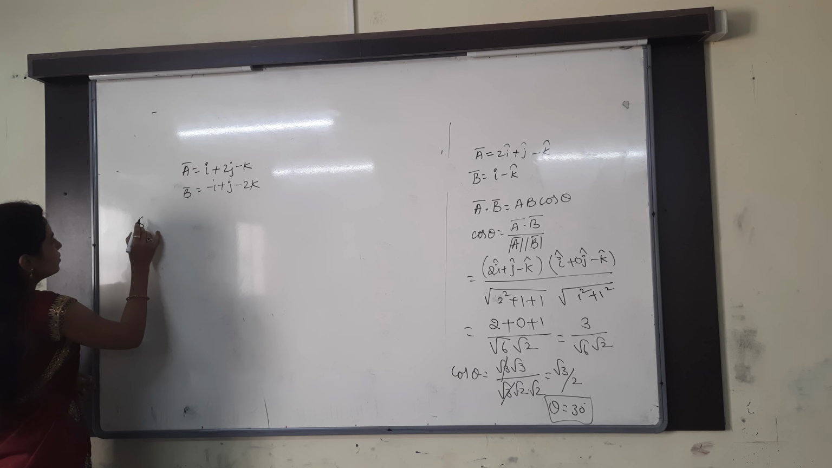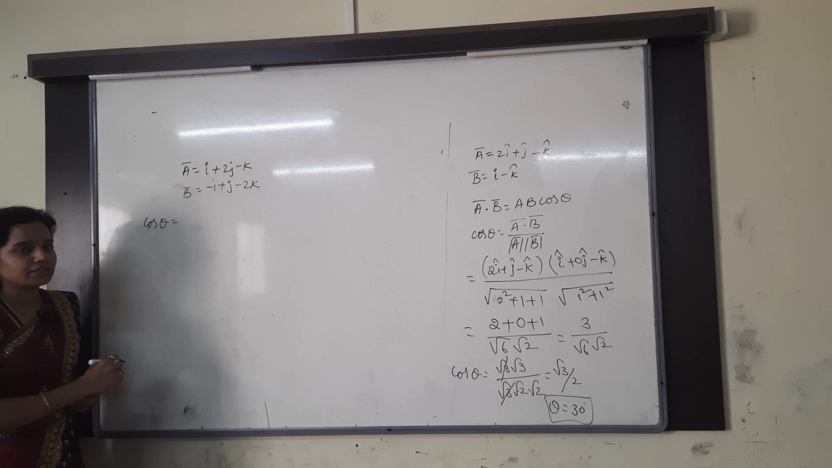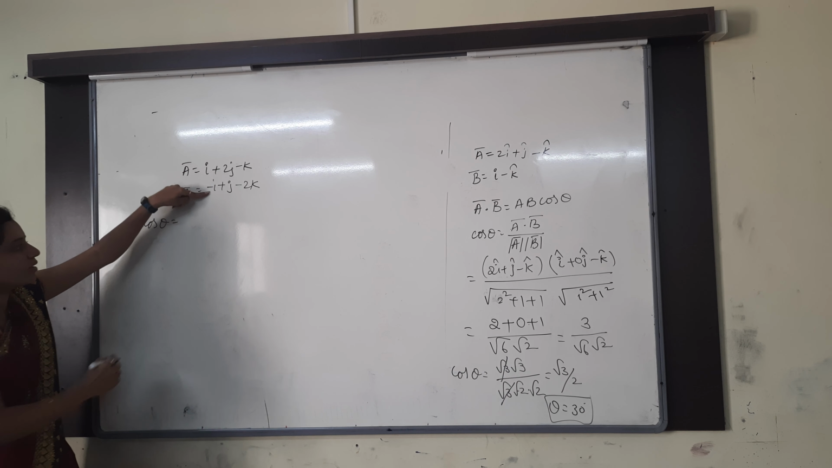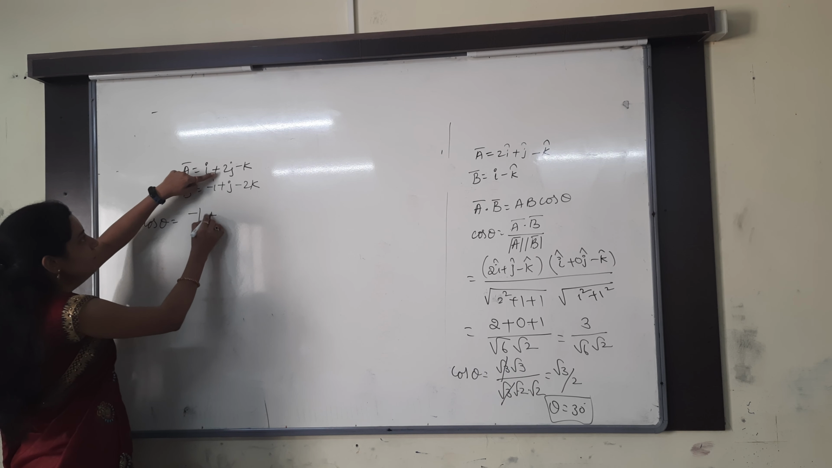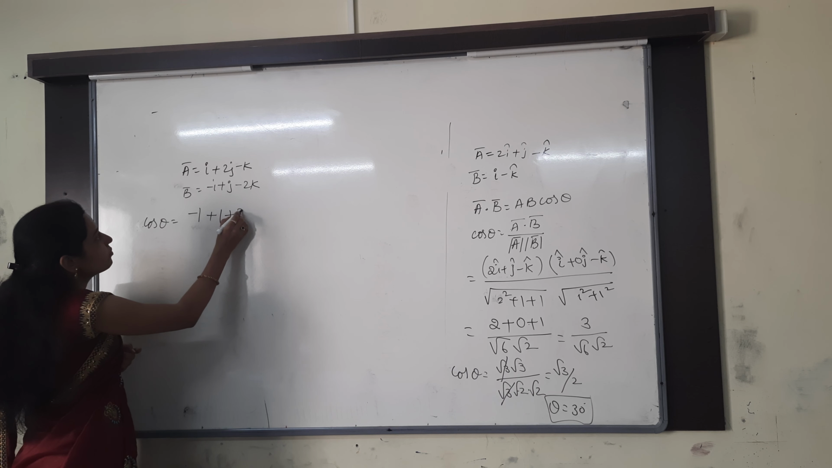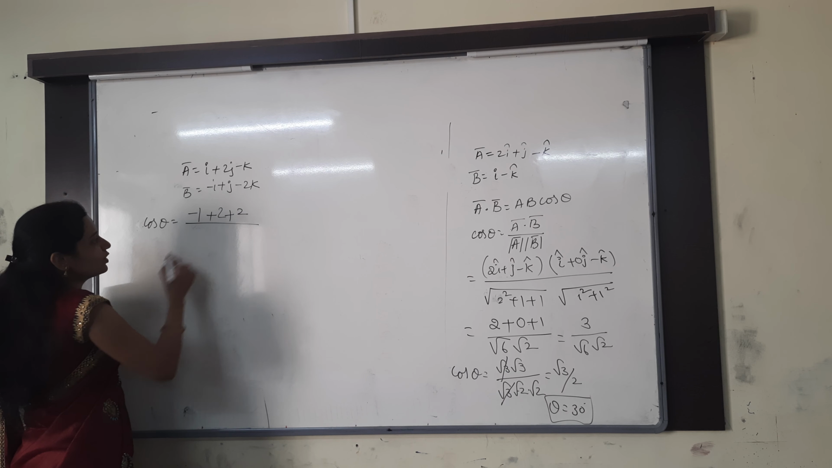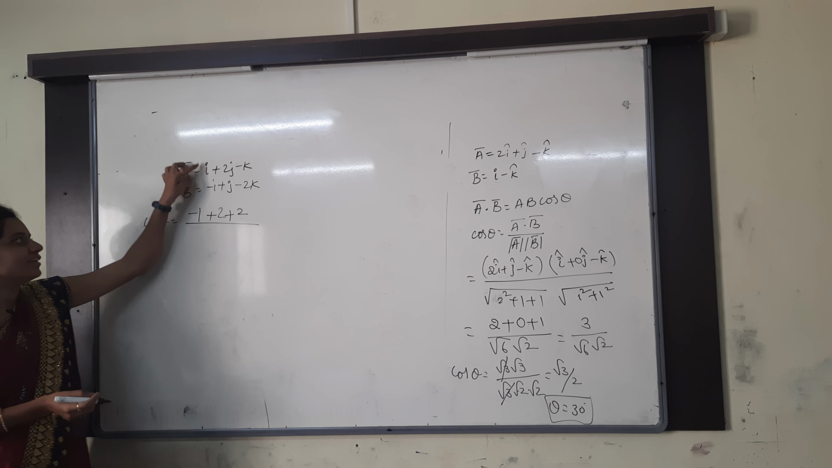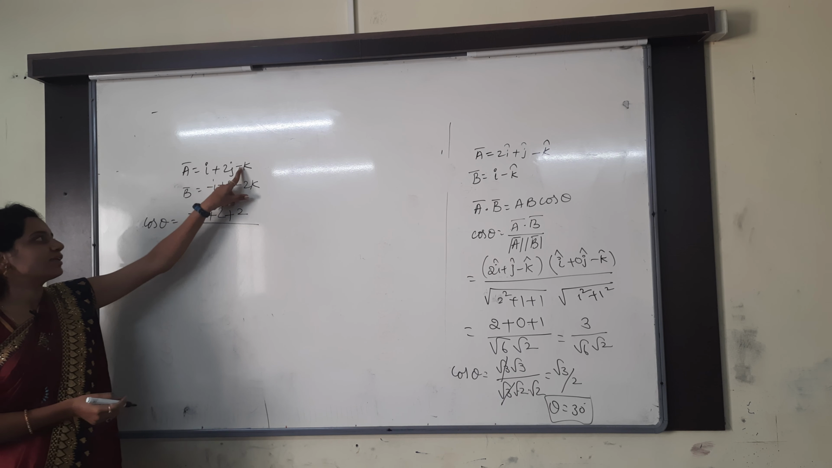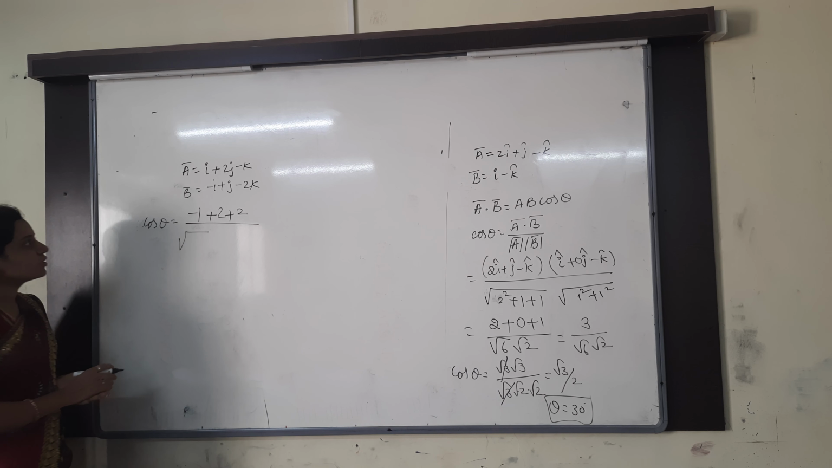Directly you can do. So cos theta is equal to, what is the formula? A bar dot B bar. A bar dot B bar is nothing but 1 into minus 1, then 2 into 1 is 2, and then minus 1 into minus 2 will be plus 2. That divided by modulus of A bar.